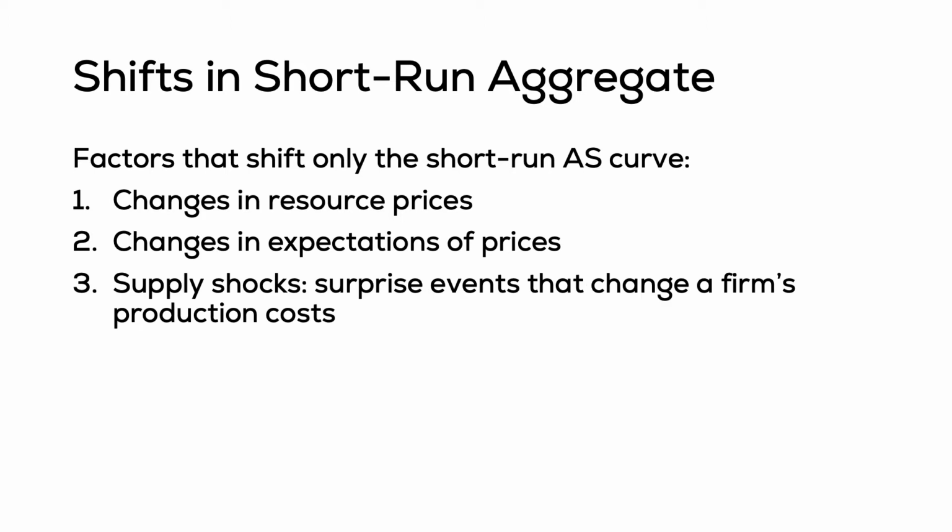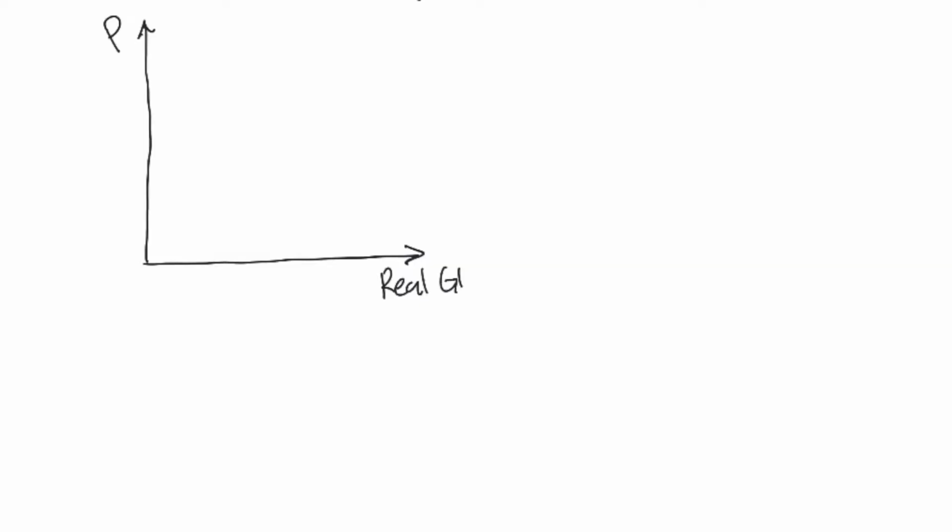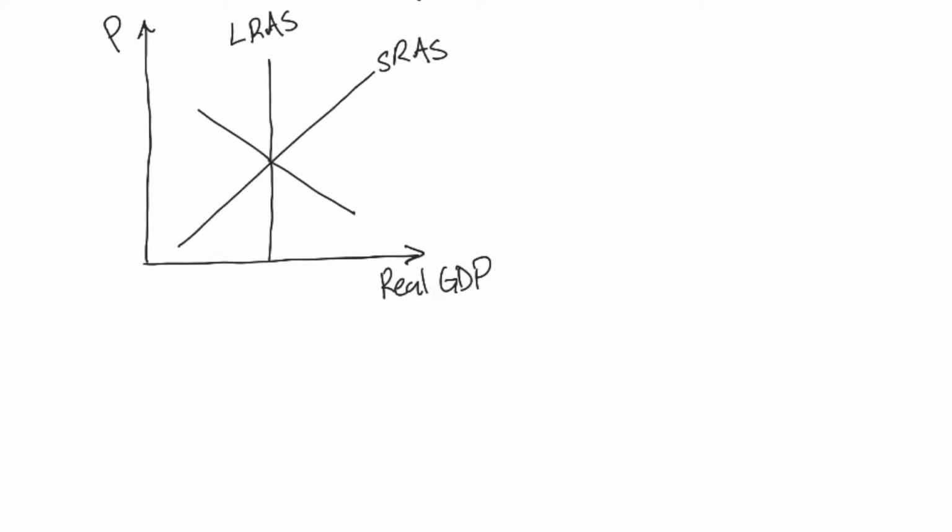Pick any one of these and let's talk about a decrease in the short-run aggregate supply curve. What happens to the economy when there's a decrease in the short-run aggregate supply curve? We're going to start, as always, at our equilibrium model. Price on the y-axis, real GDP on the x-axis. At this point, you've heard it over and over. The long-run aggregate supply curve is vertical, the short-run aggregate supply curve is upward sloping.